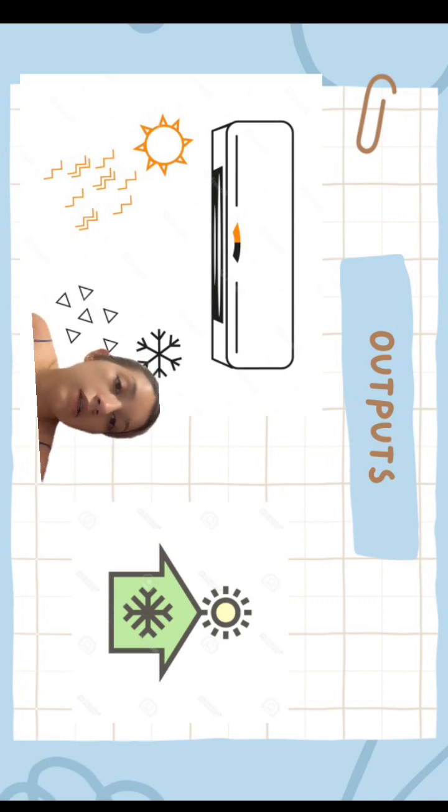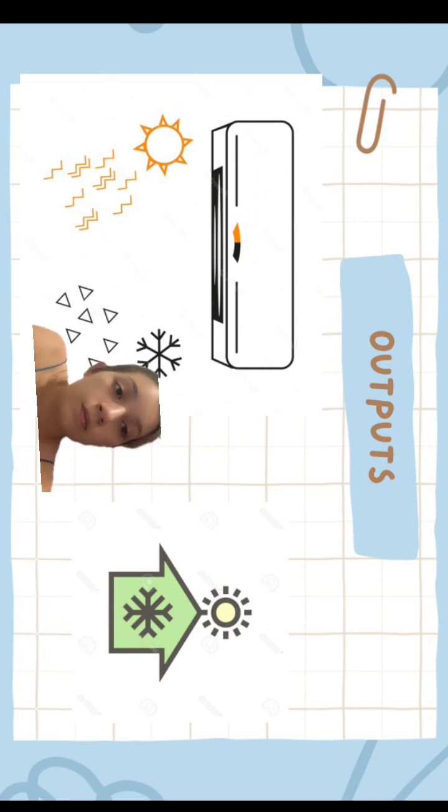Also, this air is distributed all around the space that you want to cool. And another output is the regulation of the airflow to different rooms or spaces that adjust the temperature as needed to maintain the desired comfort level.